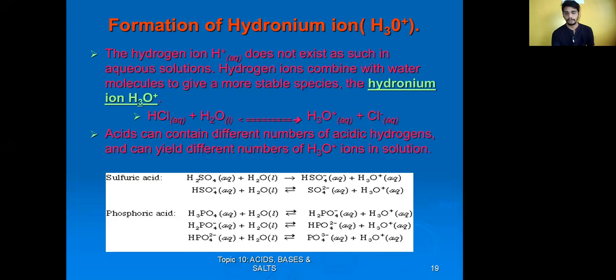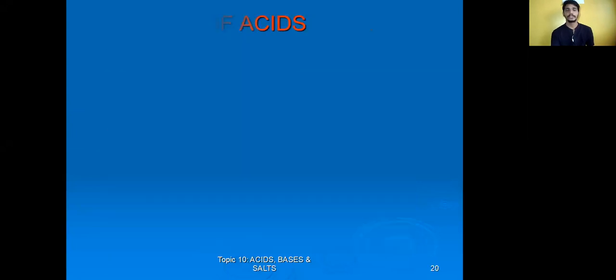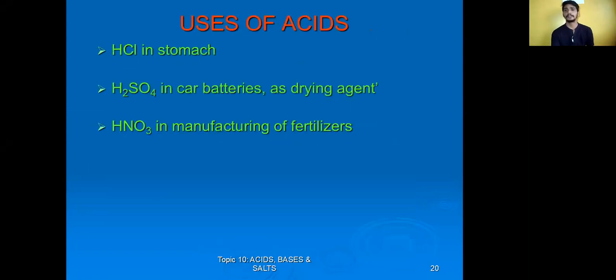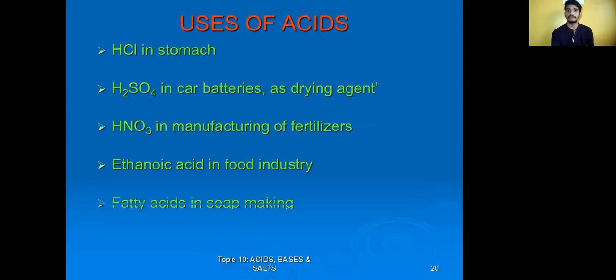Let's move further. Now let's talk about the uses of acids. HCl in the stomach. We know the acid in the stomach helps in digestion, and it helps in killing bacteria. Biologically, it is very important for digestive purposes. It activates the enzyme and smoothens the whole digestion process.